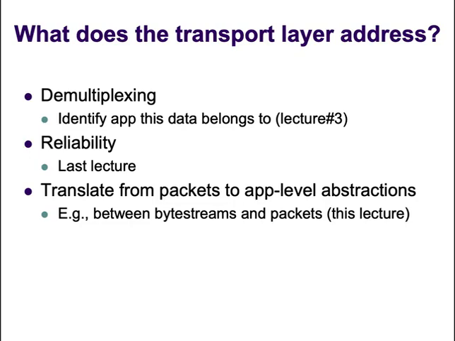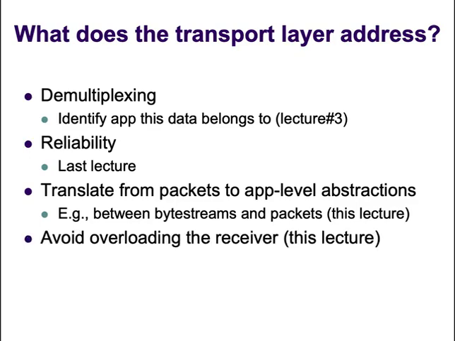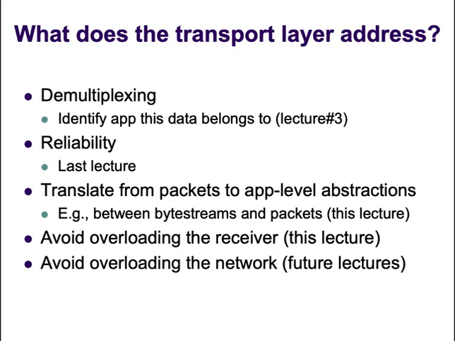There were 2 that came up very briefly when we talked about reliability, when we talked about sizing windows. We said that the amount of data the sender should send should be picked paying attention to 2 considerations. One is you don't want to overload the receiver. We're going to cover this in today's lecture. It's something we call flow control. And the last one was we don't want to overload the network. That's a topic that we call congestion control. We're going to have multiple lectures on that.